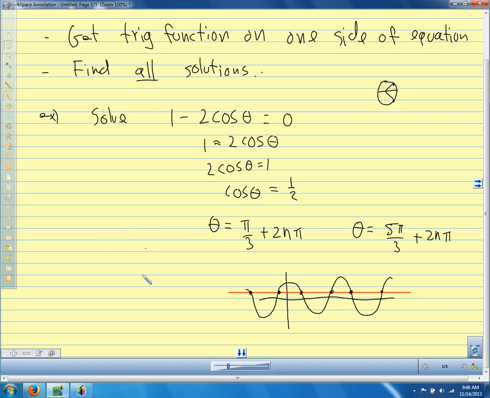All right, questions on that example? So on the quiz tomorrow, this would be an example of the type of equation I would ask you to solve, where you don't need a lot of manipulation, and you end up with something like cosine θ equal to 1/2. All right, let's look at another example.